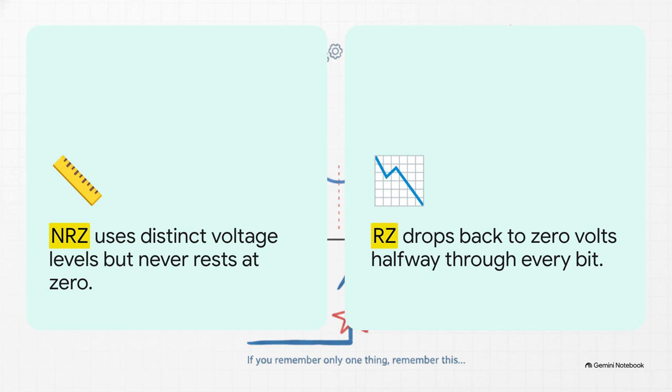RZ forces the voltage to drop back to 0 volts halfway through every single bit. That little mid-bit dip to neutral 0 acts as a built-in ticking clock. Every single time the receiver sees the voltage hit 0, it knows exactly where the middle of the bit is. Boom. This keeps its internal clock perfectly synchronized no matter how many ones or zeros are sent in a row.